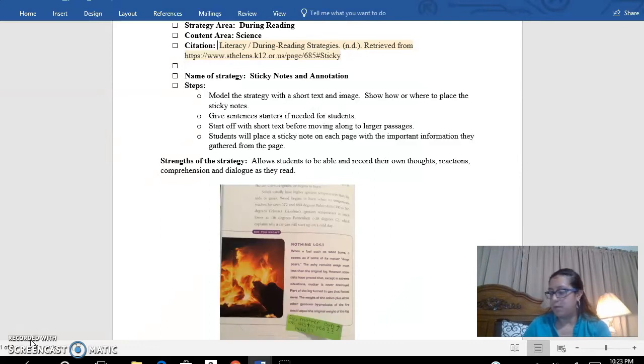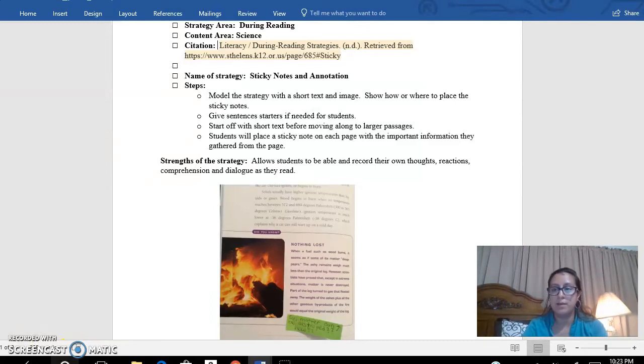And then just let them know about putting the sticky notes on whatever important information they have found. And they can even do it for questions. If they have questions about the text, if there's something they don't understand, they can put the sticky note there as well, and that way they can come back to that or refer back to that with the teacher so that they can have a better understanding of that later. So the strength of this strategy is how it allows students to be able to record their own thoughts, reactions, comprehension, and dialogue as they read.